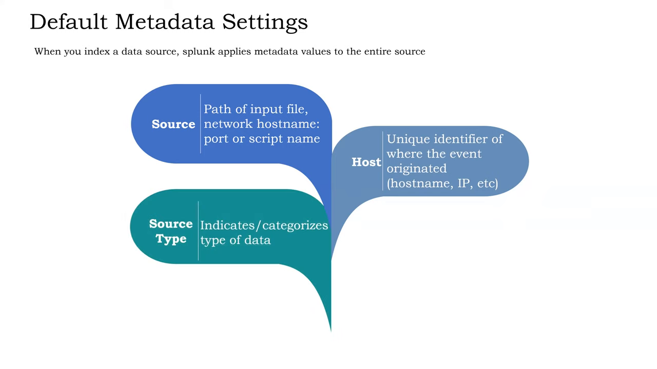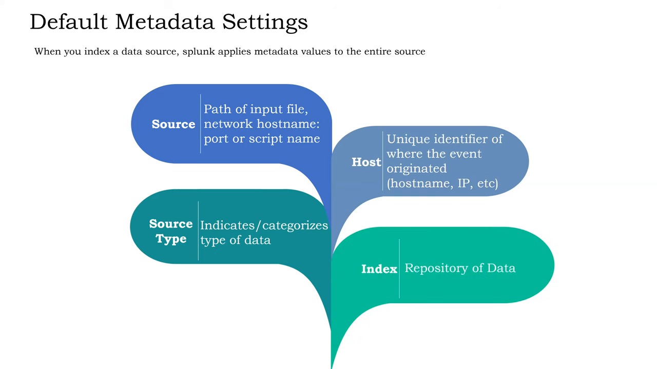Source type is very important in Splunk. Source type indicates or categorizes the type of data. So say, for example, you have a web server, a Linux server, and source type is a field. So source type equals Linux or Linux secure. It helps Splunk understand what type of data it is, so that it's able to give you the best information to process that data.